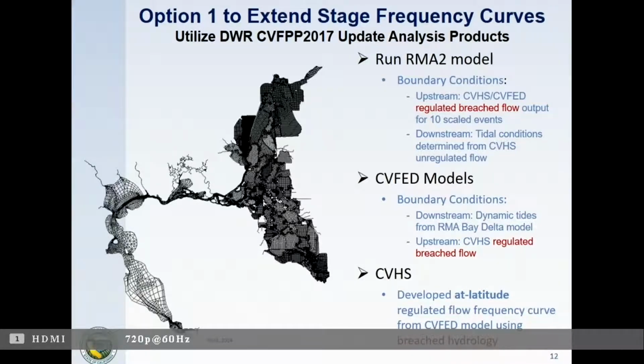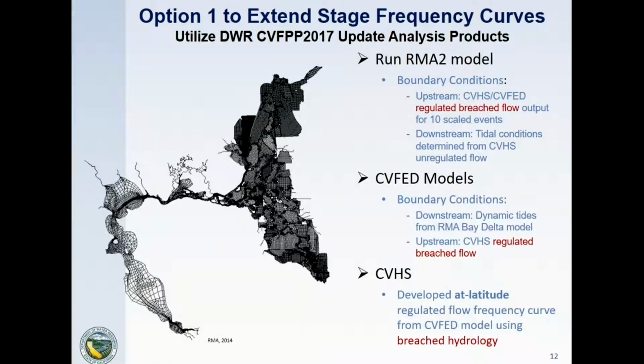So what happened is we had three options, and to come up with the options, Army Corps, DWR, FEMA, and HEC participated. The first option was to extend the stage frequency curves using the 2017 products, the CWFPP 2017 products. What did we do in option one in the CWFP 2017? We used RMA2, the only model available that goes all the way to the Golden Gate. In that one, we used a subset of CVHS.